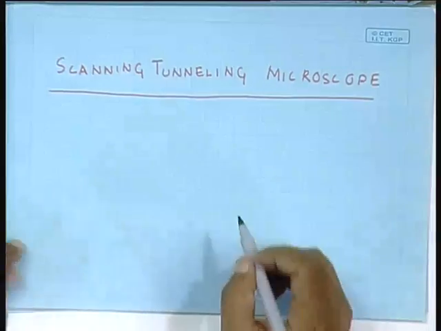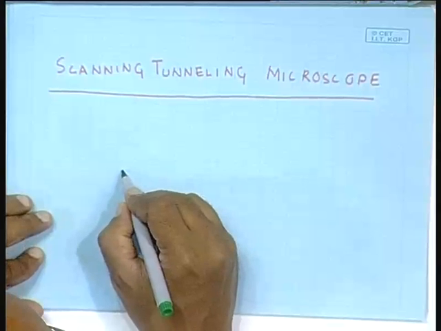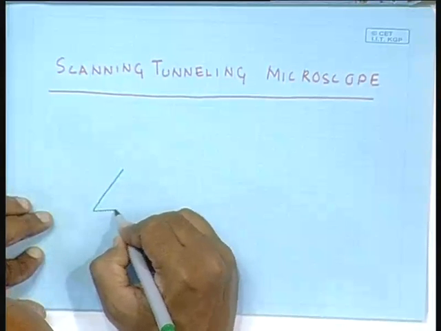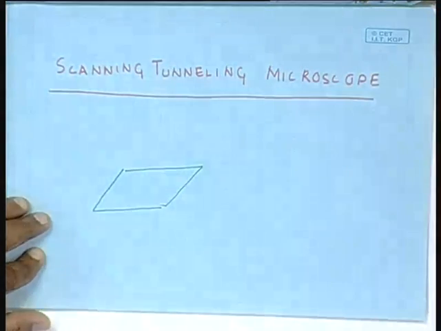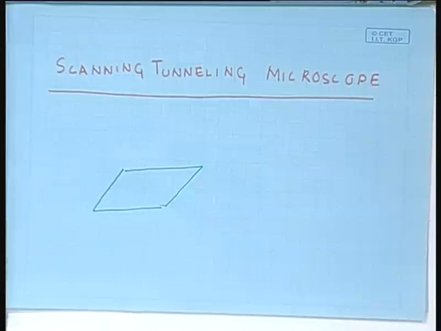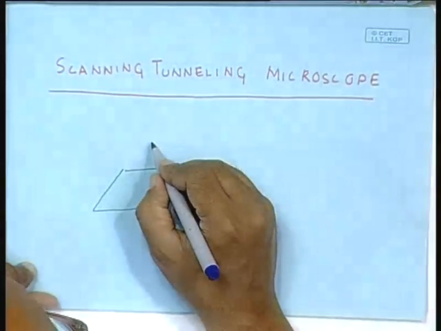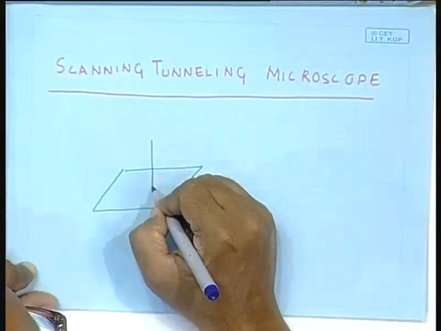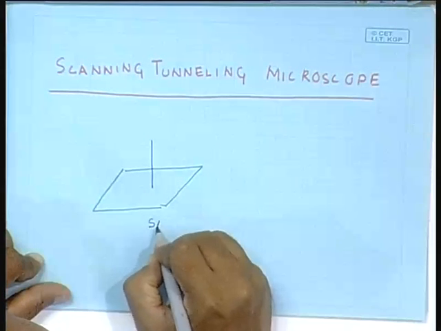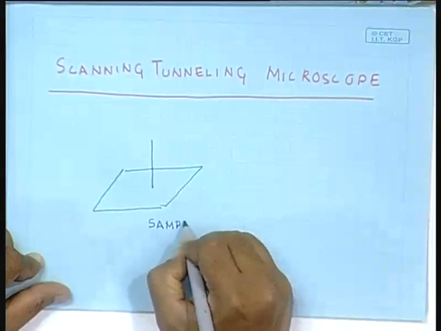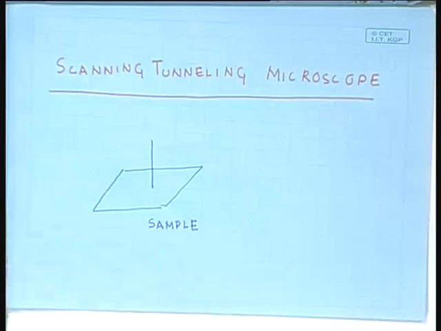So, you have a sample in this scanning tunneling microscope. For any kind of microscope you always have a sample which you wish to image. So, this shows the sample of the scanning tunneling microscope. This is the sample and the microscope has a tip. This is the tip which is a part of the microscope. This is the sample which is not a part of the microscope. So, this is a sample which is being imaged by the microscope and there is a tip here.